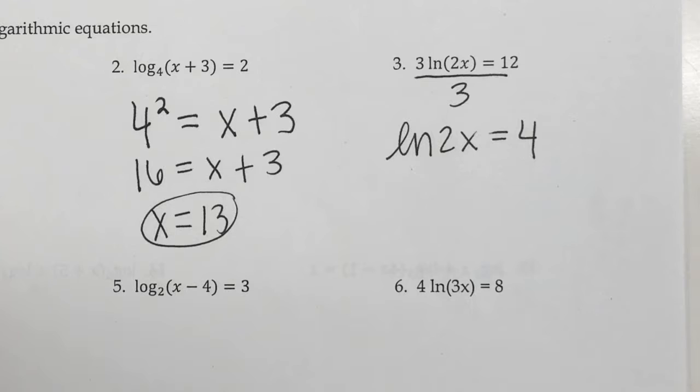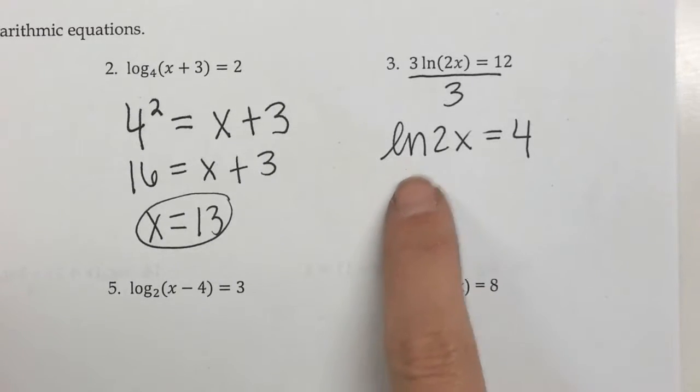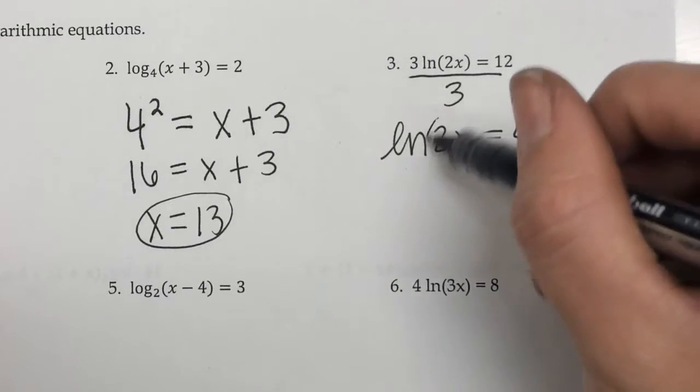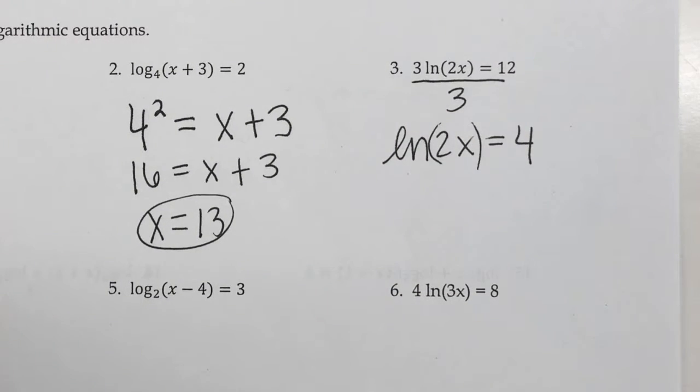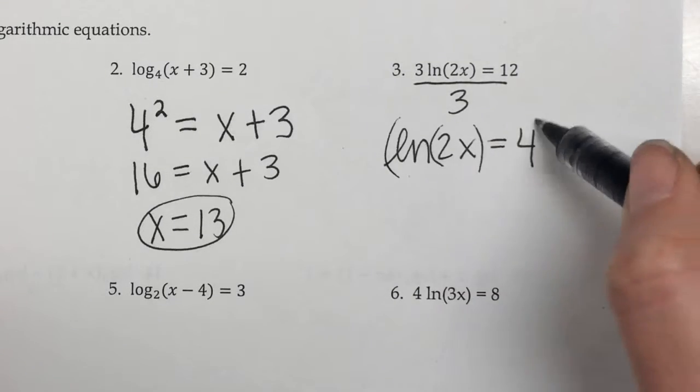Alright, what do you think we should do from here? This is not just ln, this is ln of 2x. We need to get rid of the ln. Who said that? Kate said something about e. What does e have to do with this problem? Oh, it cancels out that. Yes. So we have to raise e to both sides.